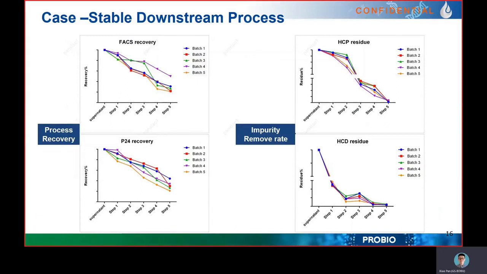A stable downstream process has to be demonstrated by a stable process recovery rate and a stable impurity removal rate. Here we show an overall profile of these two process indicators, and we also showed stepwise recovery rate and removal rate to troubleshoot in case there are deviations or unexpected results.